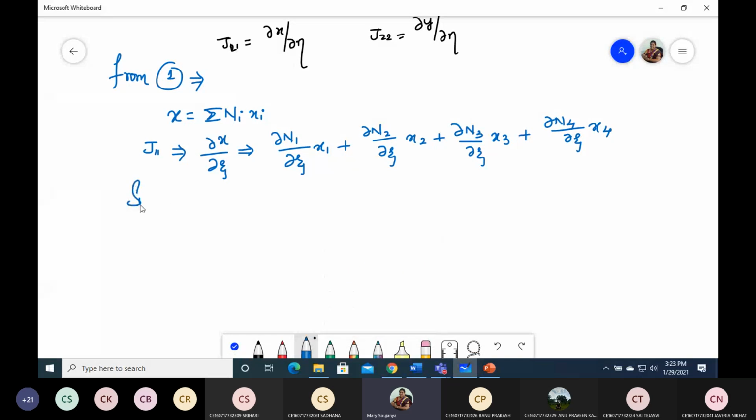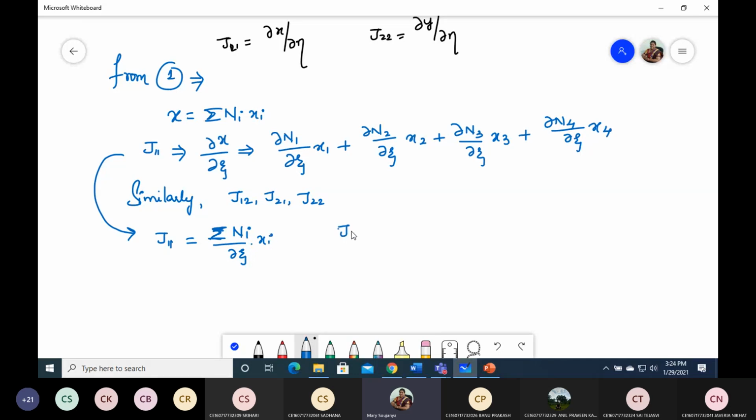All right, taking all that into account, similarly you can get J12, J21 and J22. Taking this in a smaller form, what I can write is J11 can be written as summation of dou Ni by dou xi into xi.